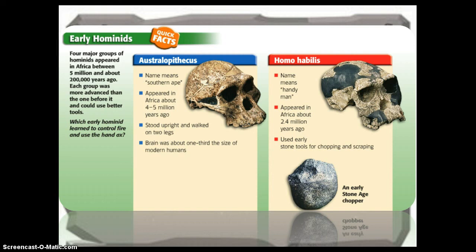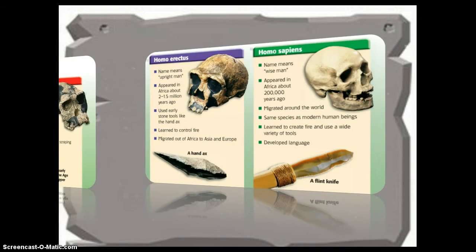Later on, a couple of million years later, people developed into the Homo habilis. And a nice thing that you can see in this picture is that it has a tool in there, while the first one didn't. Well, that's also one of the differences. Homo habilis started using stone tools for chopping and scraping, and that's also why we call it the Stone Age.